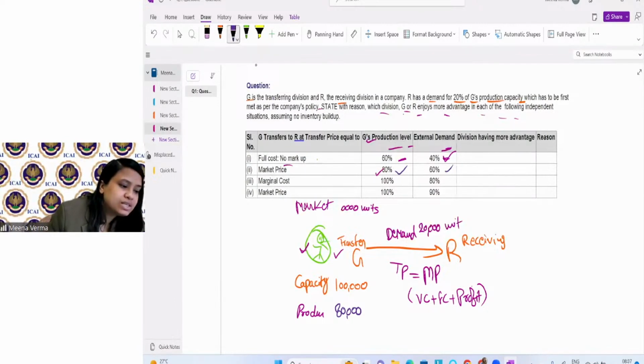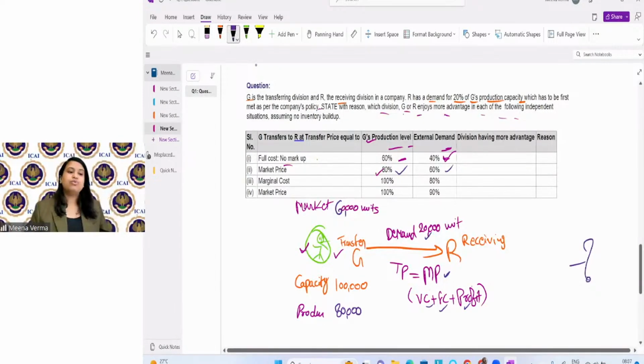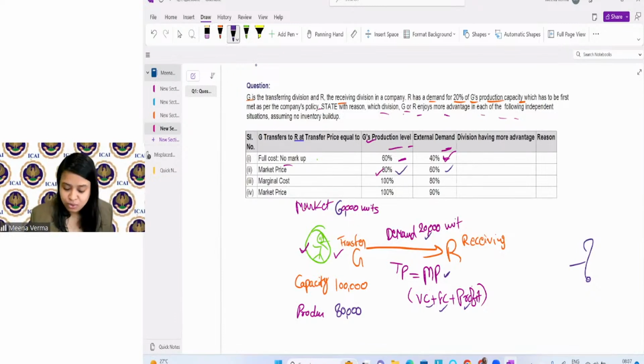Demand is 60,000. Question: if the transfer price is set as variable cost plus fixed cost plus profit, everything is recovered here. So this is the transfer price for these 20,000 units. Who will enjoy more? Who will be happier?